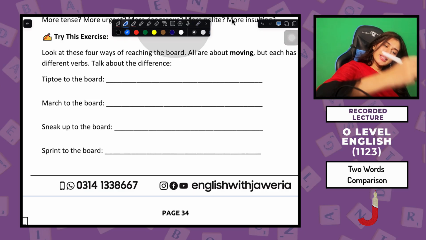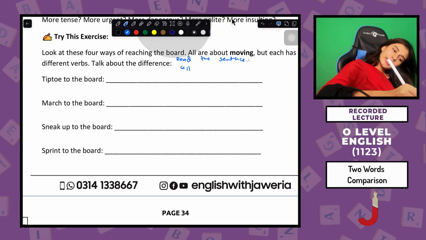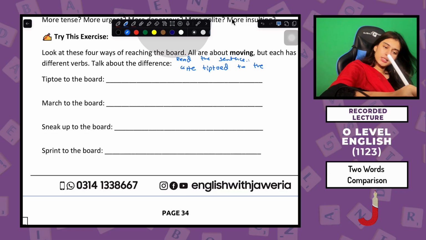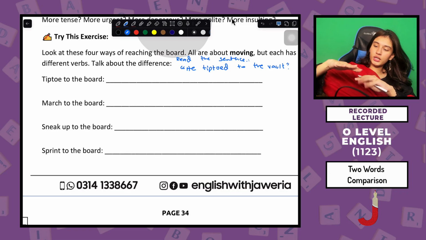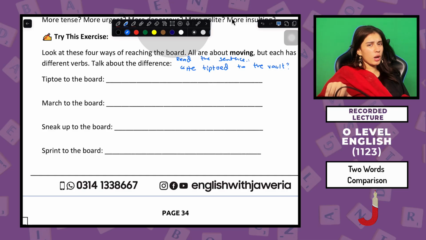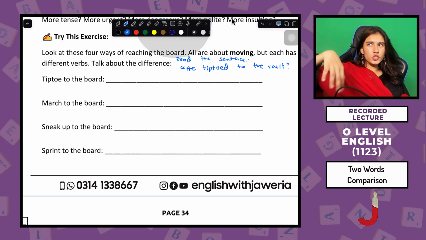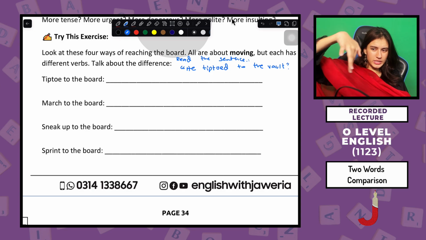So, let me say that the question is: read the sentence from the text. The sentence is, he tiptoed to the vault. I hope you guys know what the word tiptoe means. So you have your foot, these are the toes. Walking on your tiptoes, it's like if you watch Tom and Jerry, how Tom or Jerry, when he's sneaking to get some cheese or something, he walks on his toes like that.